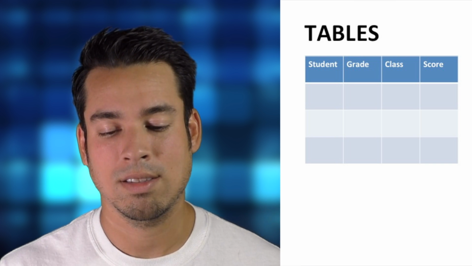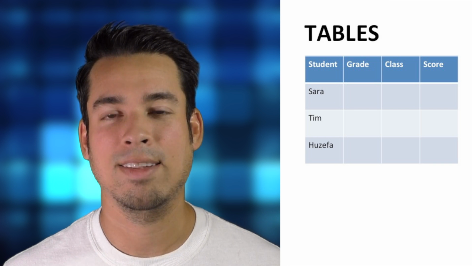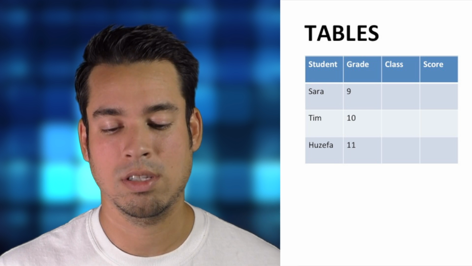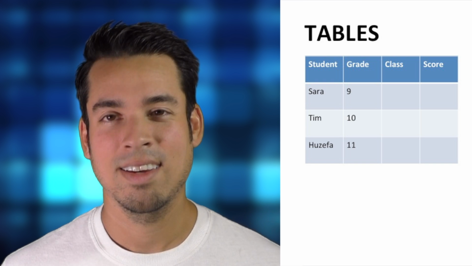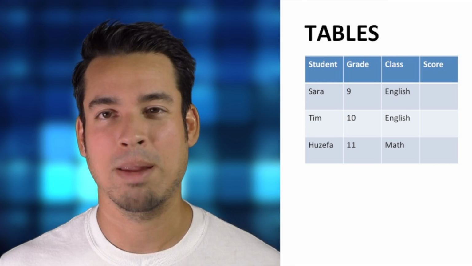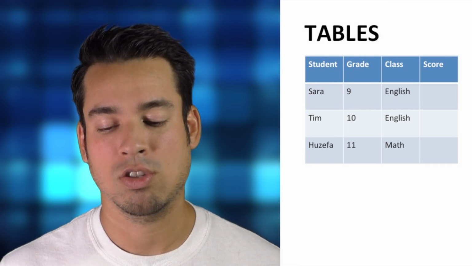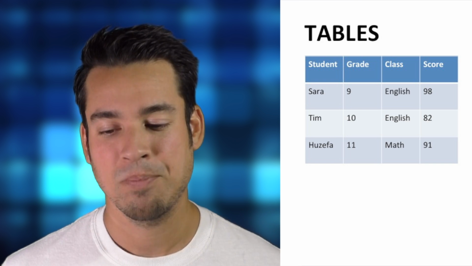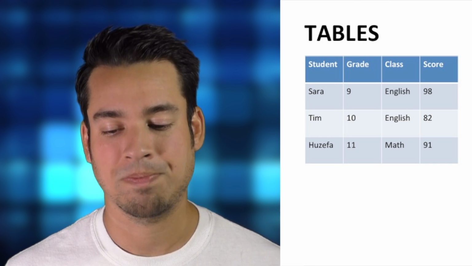Now in this table, we have our three students listed there: Sarah, Tim, and Huzaifa. Now the grades for each of these: we have 9 for Sarah, meaning Sarah's in 9th grade, Tim is in 10th grade, and Huzaifa, me, is in 11th grade. Then for the class, we've got English and math, meaning Sarah and Tim are in English, I'm in math. And finally, we've got scores relating to a score on a final or the class grade, something like that. For Sarah we've got 98, Tim 82, me 91.